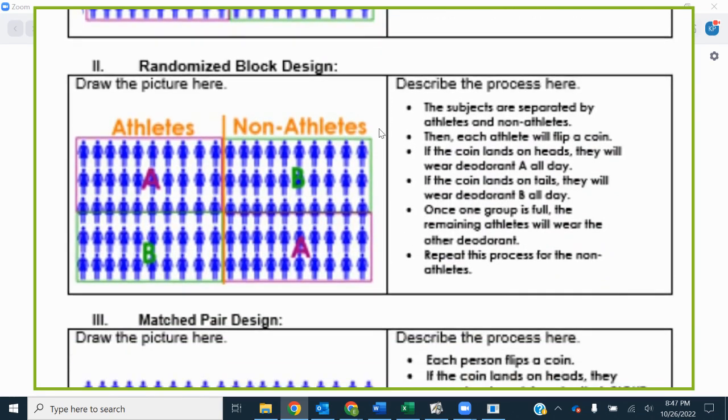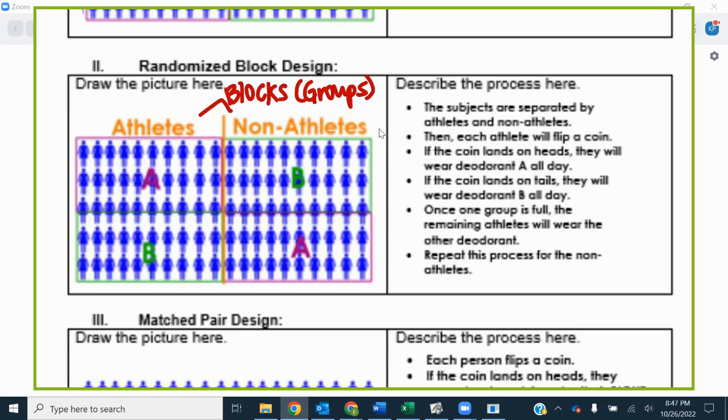The next one is called randomized block design, and that's where we separated the subjects into athletes and non-athletes. Now, the reason we picked those for our blocks or groups is because thinking of deodorant, how active you are, whether you're an athlete or not an athlete, might affect how much your body needs deodorant or reacts to deodorant. So in this case, we chose that as our blocking variable.